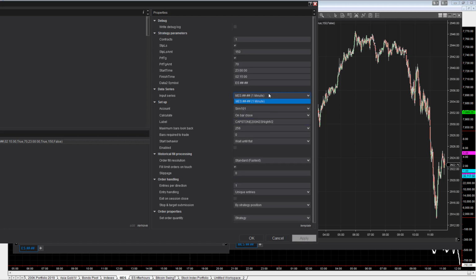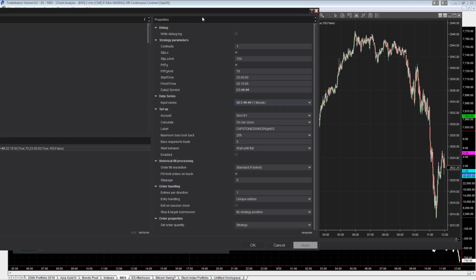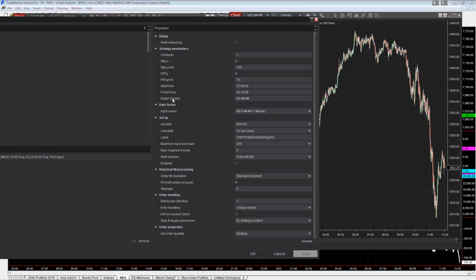So this is the strategy, the series that we're trading, MES, which is the micro E-mini S&P. The symbol is MES, space, ##-##, which is the continuous contract. And one of the things that I'm doing in this setup is adding a data 2. So the micro is looking at the big E-mini S&P, or what we used to call the pit traded big S&P and the E-mini S&P. Now we have the micro, so the E-mini seems bigger.